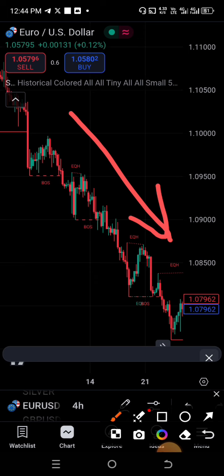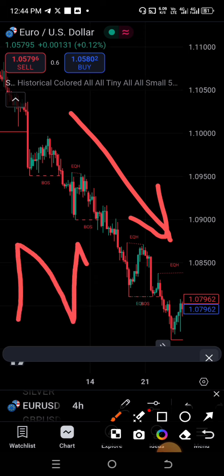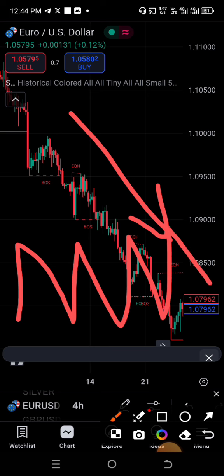Now, what do we mean by consolidating market? It's a market that keeps producing a series of equal highs and equal lows, keeps going like zigzag, zigzag, zigzag like this. This is a consolidating market. It won't go up like that and it won't come down. It will go up small, come back, go up small, come back, go up small, come back. It's a consolidating or a swing market.